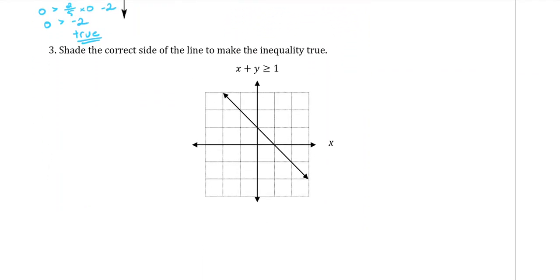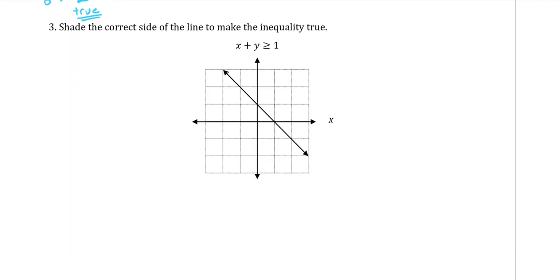Question 3. Shade the correct side of the line to make the inequality true. So the line has been drawn for us. We have our equation up here. So I just have to test which side to shade. Again, because the origin is not on the line, I'm going to use it. I'm going to sub in the point 0, 0. So that will be x is 0, y is 0, is greater than or equal to 1. 0 plus 0 is 0, is greater than or equal to 1. But 0 is not greater than or equal to 1.